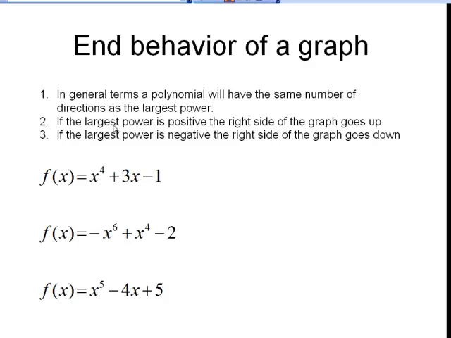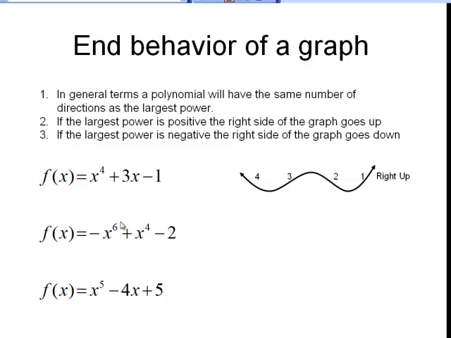If the largest power is positive, the right side goes up. If it's negative, the right side goes down. So in this case, if you have an x to the fourth, it's going to have 4 directions. If it starts with a positive, it means the right side goes up. So we have a right side going up, then we have going up, that's one direction. And then it just keeps wiggling back through, so we have 1, 2, 3, 4 directions.